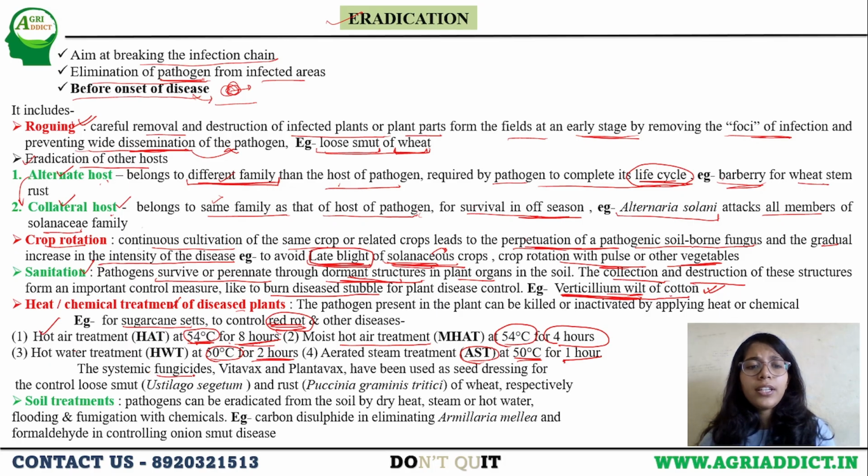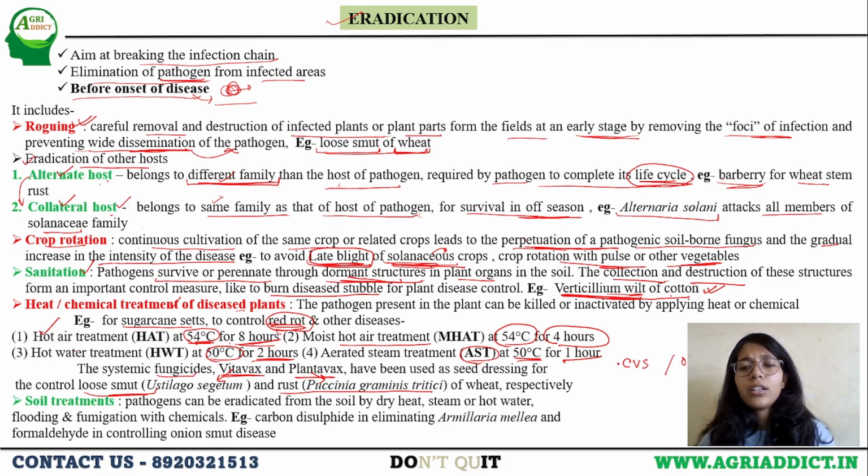The systemic fungicides can also be used, that is a chemical treatment. For example, Vitavax and Plantvax. Vitavax is used for the control of the loose smut of wheat, and Plantvax is used to control the rust of wheat. Okay, so here there can be a trick that you can remember.